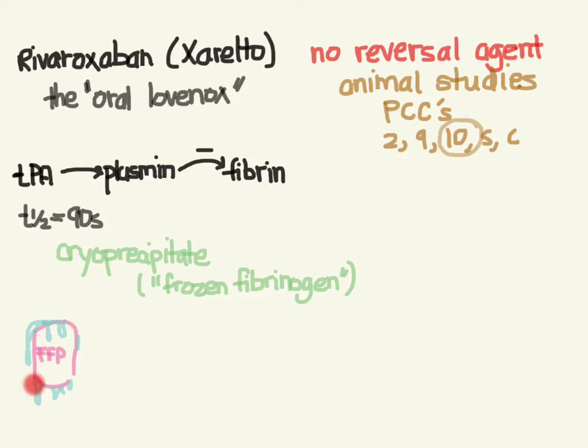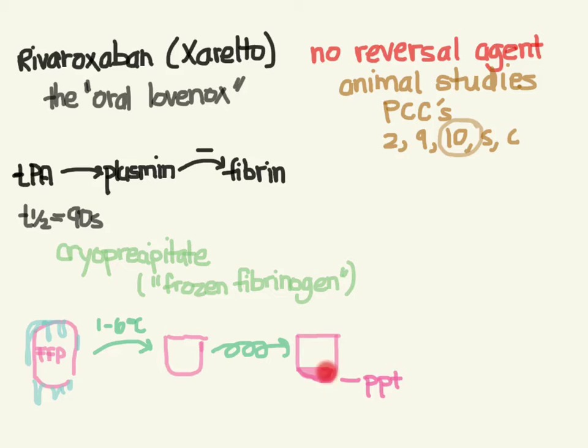So you take some fresh frozen plasma. See these little icicles on there, showing that it's frozen. And you're going to thaw it at just above freezing, so you get a little bit of it. Then you take that product and you centrifuge it. And you take that precipitate and you suspend it in some saline or a small amount of plasma. And then you refreeze it. And this is going to be full of factor 8 and fibrinogen.